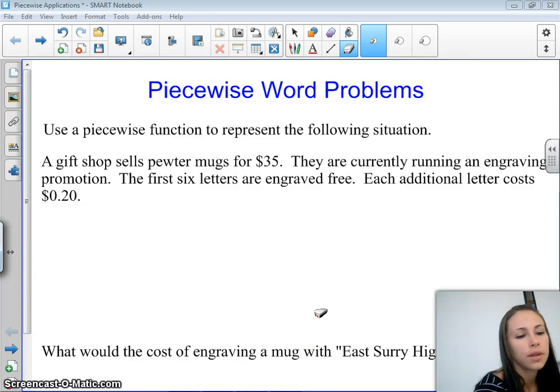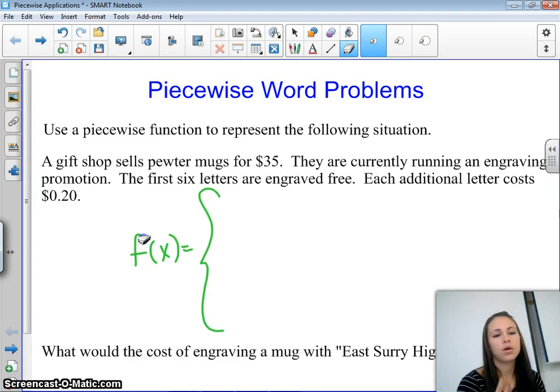And so I'm going to start out by thinking about how many different options there are. So it says the gift shop sells pewter mugs for $35, and they're running an engraving promotion, and the first 6 letters are engraved free. So each additional letter costs 20 cents. So no matter what, you've got to pay $35 to get the mug. It's the letters that are going to cost you extra.